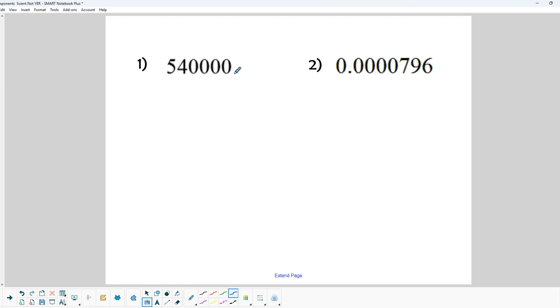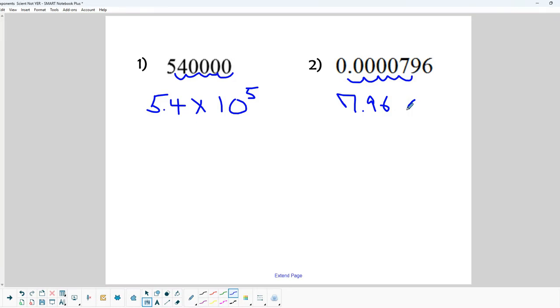So let's see how that works. It looks like the decimal is right here, so we're actually going to move it to the left. 1, 2, 3, 4, 5. So this is going to be 5.4 times 10. We had to move it 1, 2, 3, 4, 5 places. And this next one, 1, 2, 3, 4, 5. So 7.96 times 10 to the -5 power.